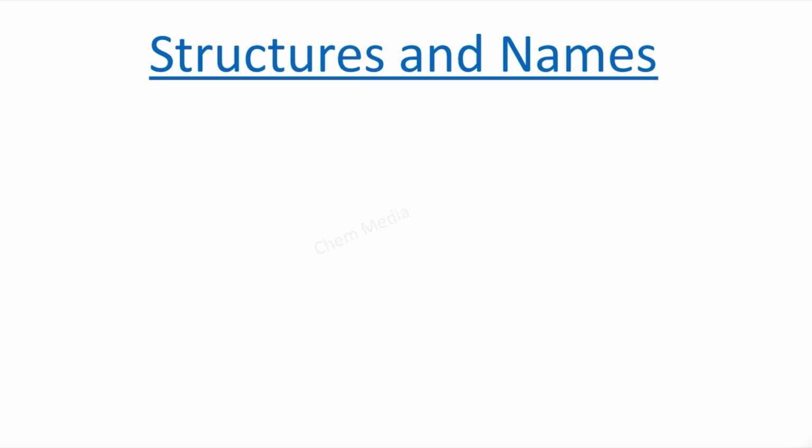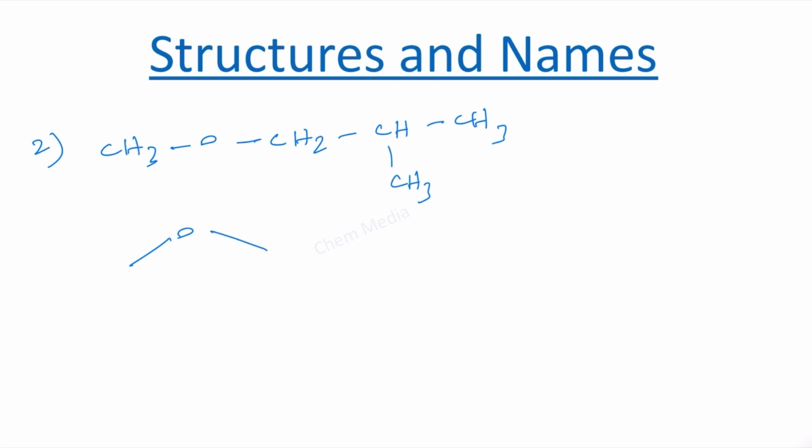And then number 2, we can also write isobutyl methyl ether, that is CH3O, CH2, CH, CH3, CH3, and the corresponding structure in bond line notation will be CH3O, CH2 and then CH, one methyl group, another methyl group. Let's number it 1, 2, 3.